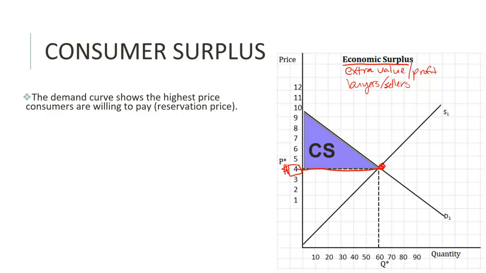So one person in this market may value it at $9, another at $7, someone else at $6, someone else at $5.25, but everybody still has to pay $4. And so the people who have these higher reservation prices end up with something that we call consumer surplus. And that is the extra value that they get that they didn't have to pay for. So extra value above the purchase price, up to the demand curve.